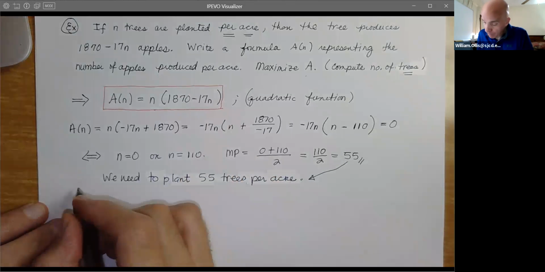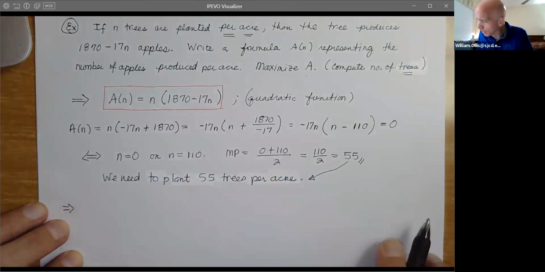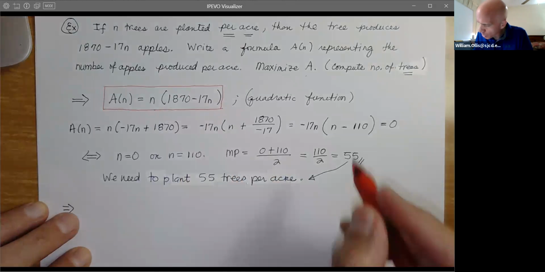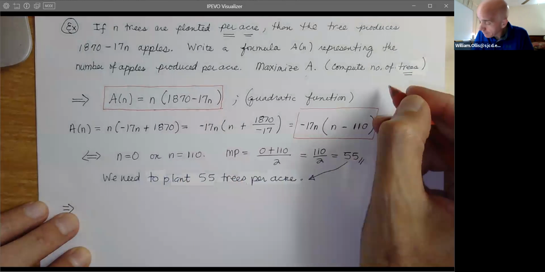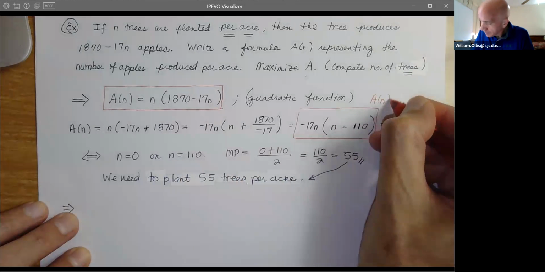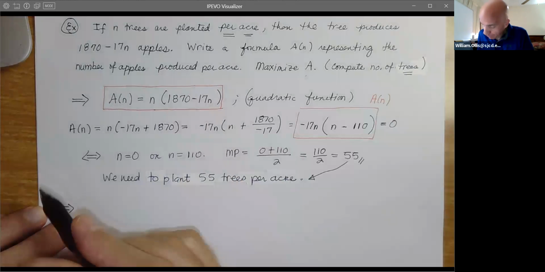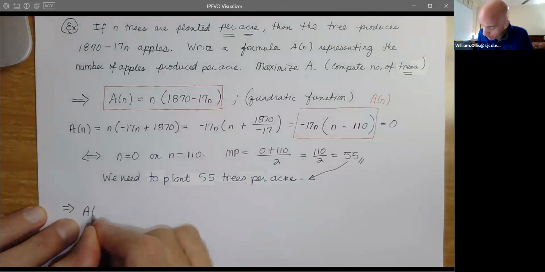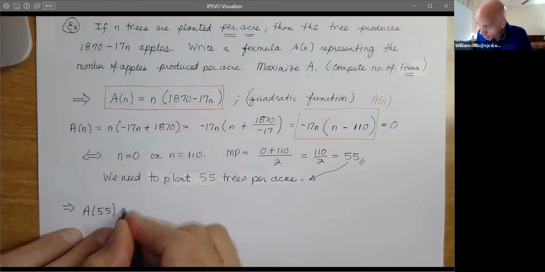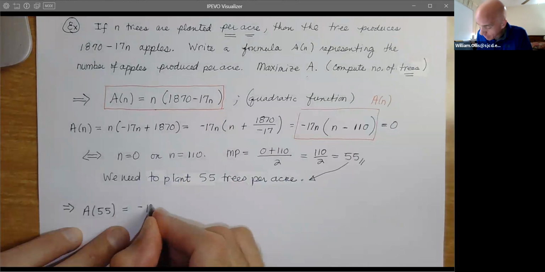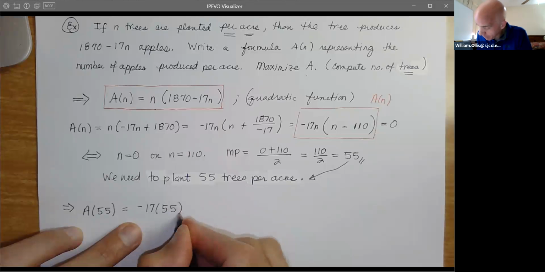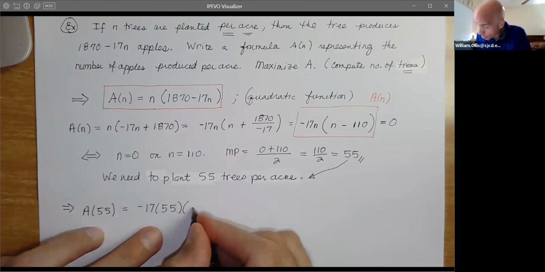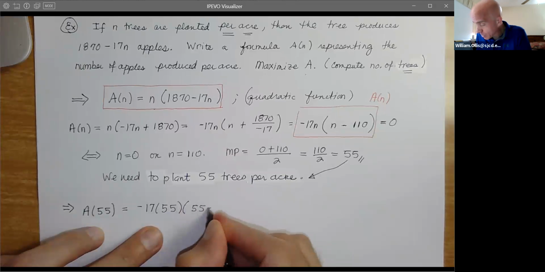So now this implies, well, of course, we're going to be lazy. Let's go right up here. Here's our formula for A of n. So now we need A of 55. And we'll do some symbolic computation here. So this will be negative 17 times 55, and then 55 minus 110.